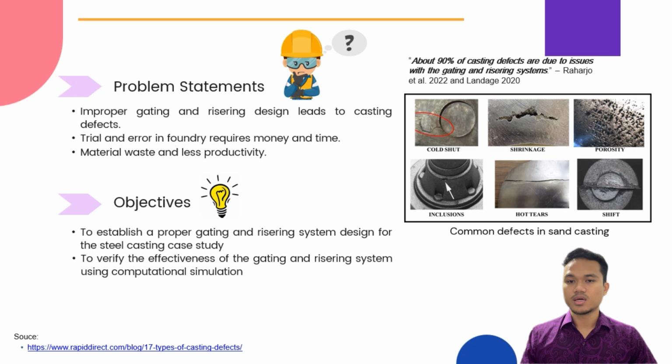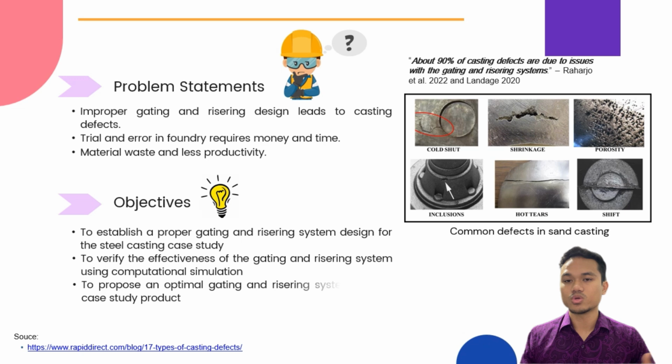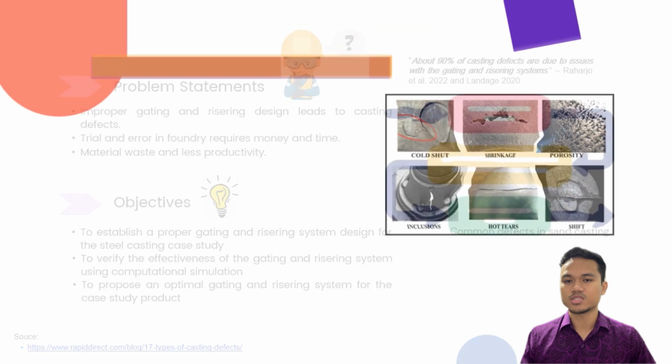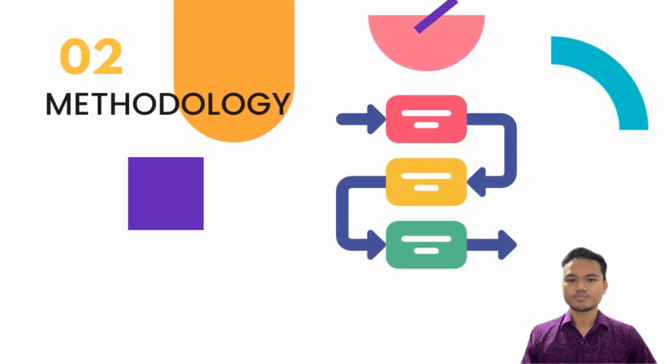And lastly, even though it is effective to produce a good product, it is also important that the gating and risering system needs to be optimally designed to reduce the material waste and also increase productivity. And therefore, I'm able to propose suitable gating and risering system for the case study.